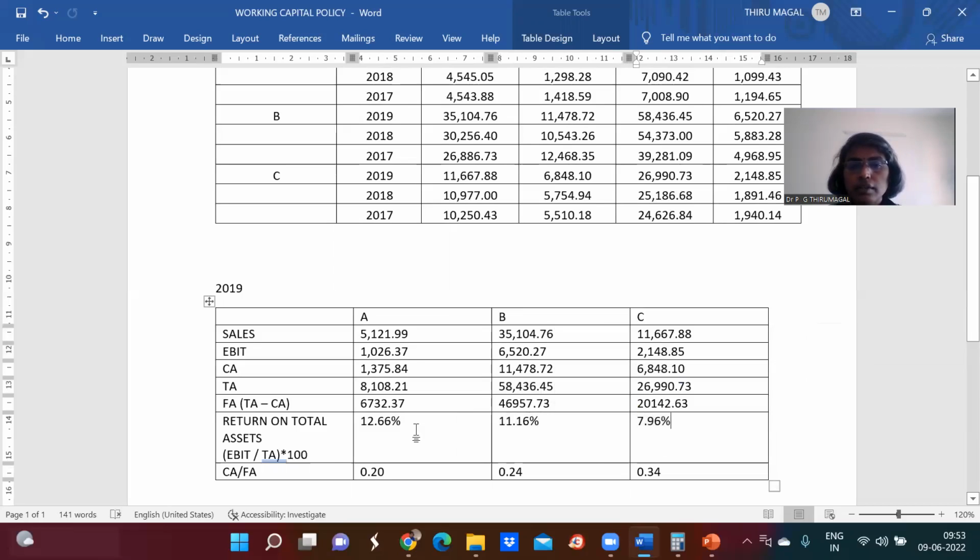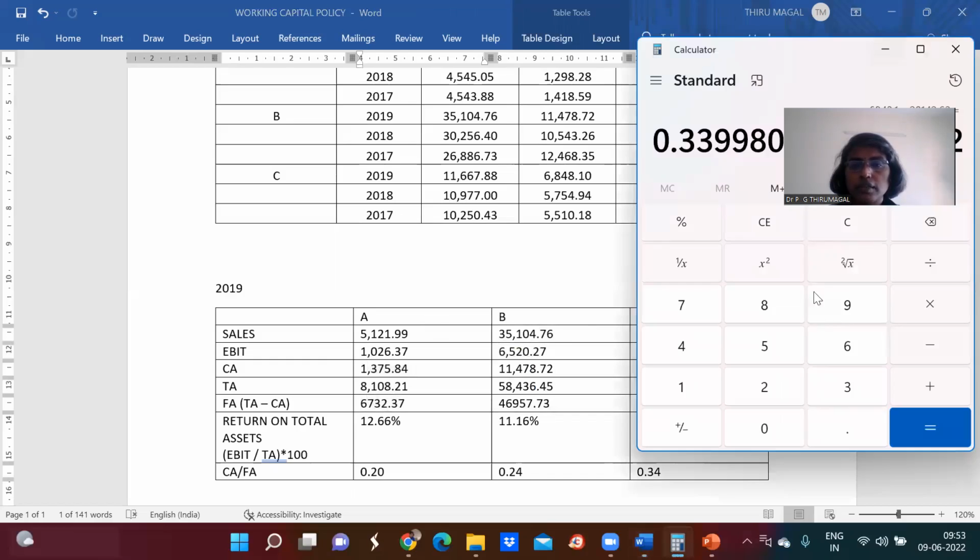7.96. So now the next thing is we have to find out which type of working capital policy the particular company follows. The formula or ratio which is used to find out the working capital policy is current asset by fixed assets. So here we have current assets and here we have fixed assets. Divide these two, 1375.84. So let us check here.